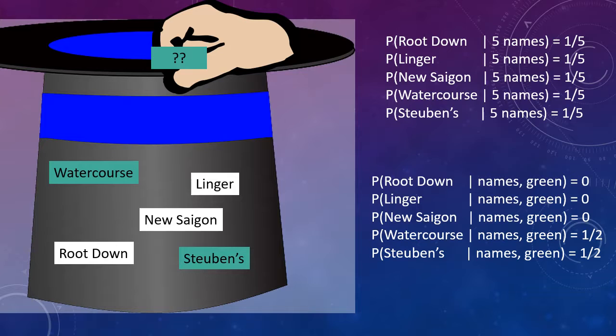Once we received the new information that the winner was on green paper, the restaurants on white paper were no longer relevant, so we could restrict our sample space to just those restaurants that were written on green paper.